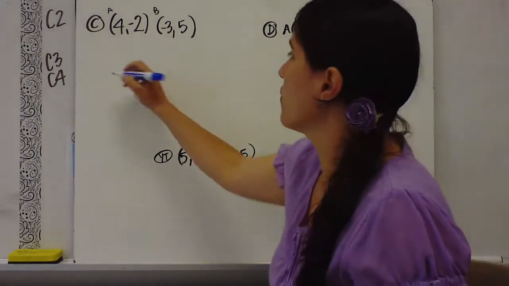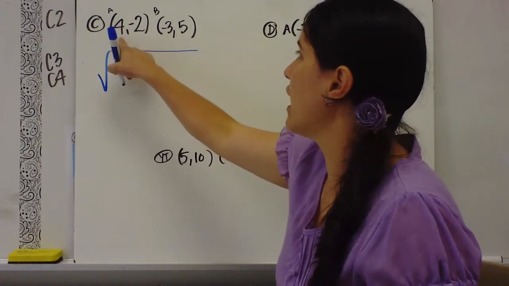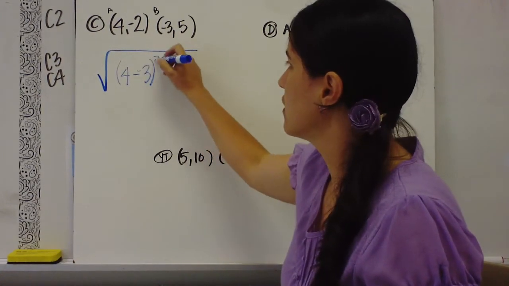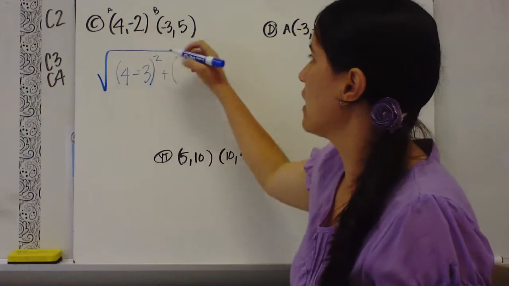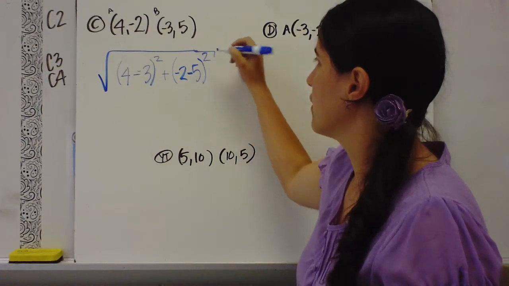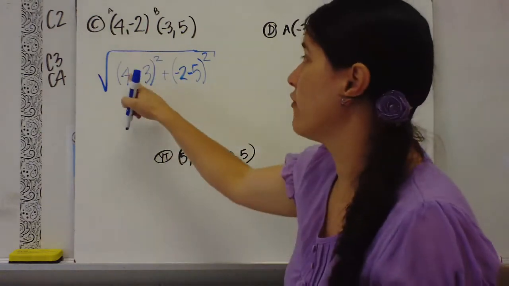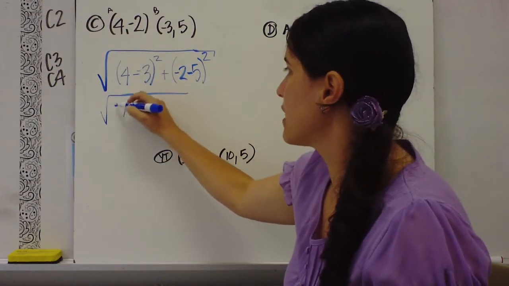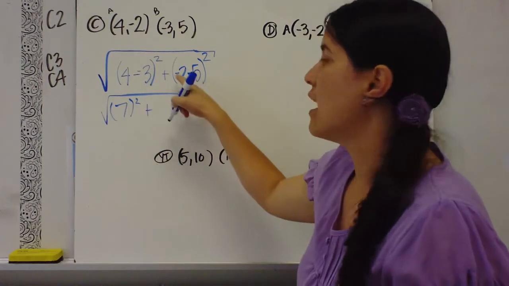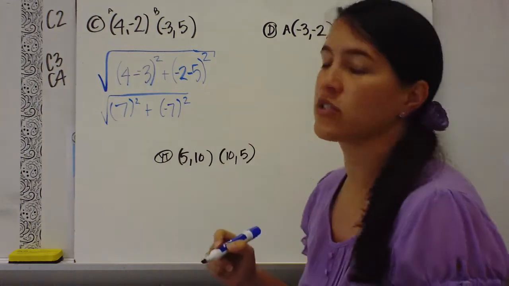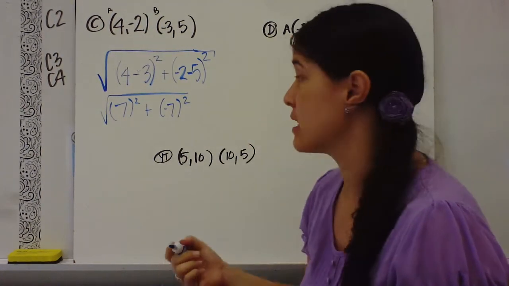So C, we're going to take the square root of x minus x plus y minus y. And then we just simplify. 4 minus negative 3 is going to be 7 squared. Negative 2 minus 5 is going to be negative 7 squared. And again, you want to keep your parentheses.